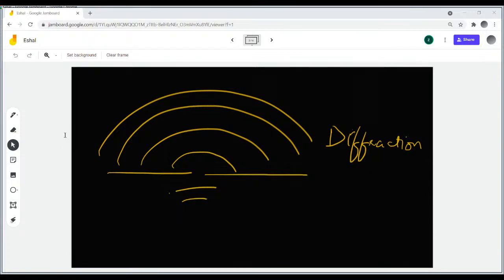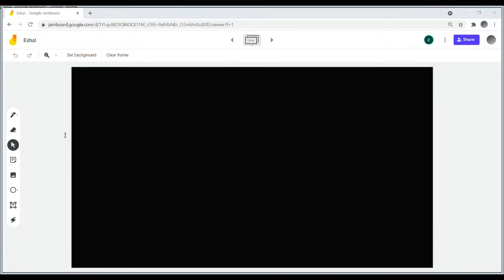Theek hai. Then we have got wave theory. Wave theory pehle likh lete hain, phir discuss kar lete hain. Give me a second. You've got wave theory.